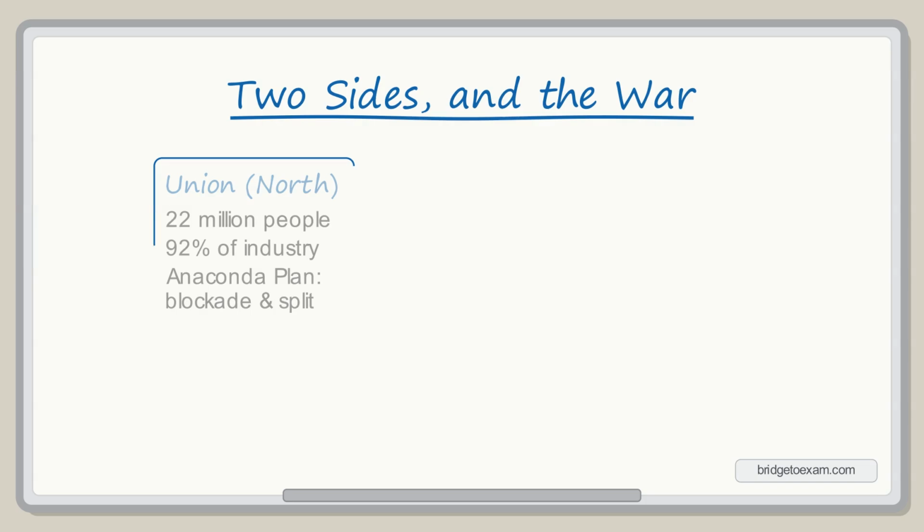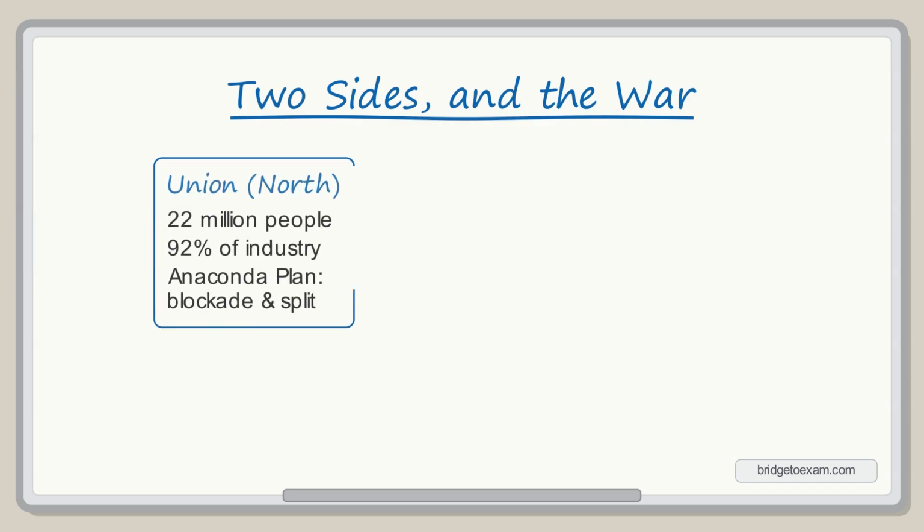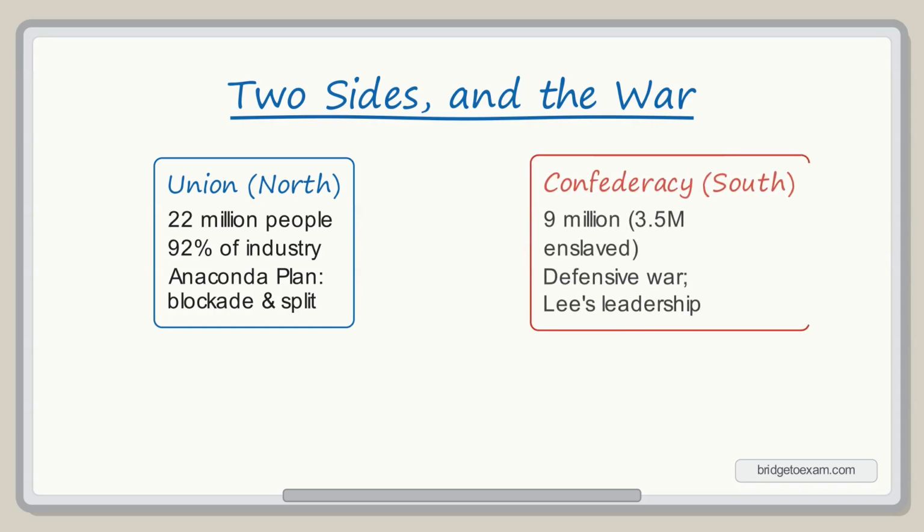The two sides were unevenly matched. The Union North had 22 million people and 92% of the nation's industry, and used the Anaconda Plan to blockade and strangle the South. The Confederate South had only 9 million people, over a third of them enslaved, so it fought a defensive war on home ground, relying on brilliant generals like Robert E. Lee. The war's turning point came in 1863.